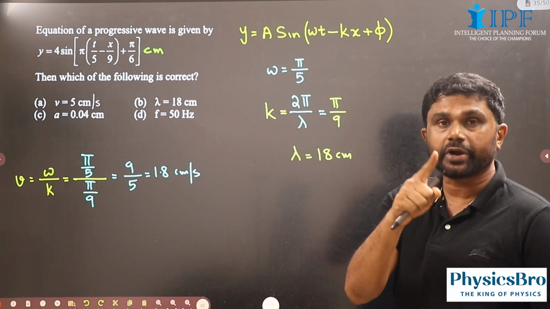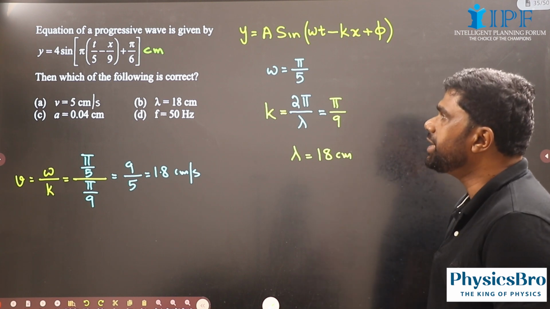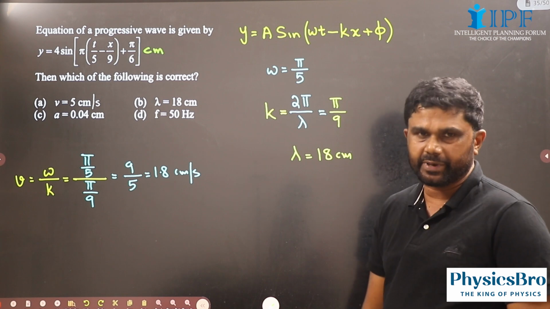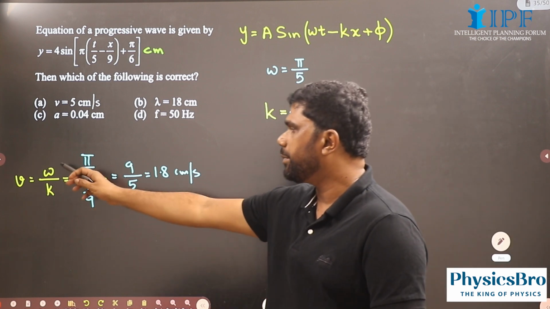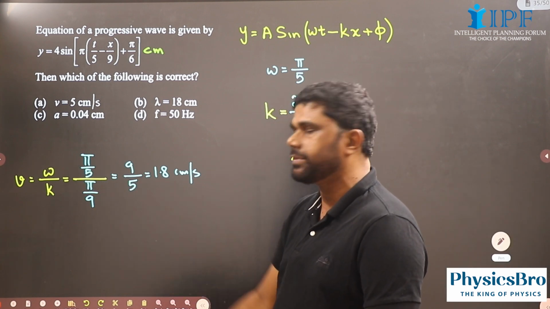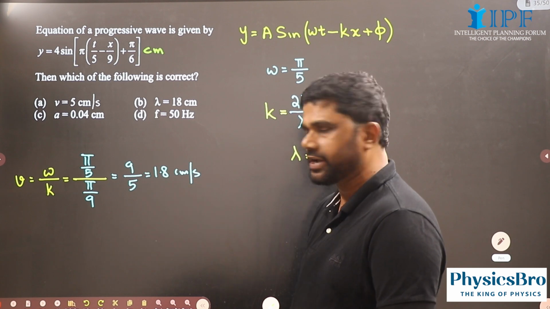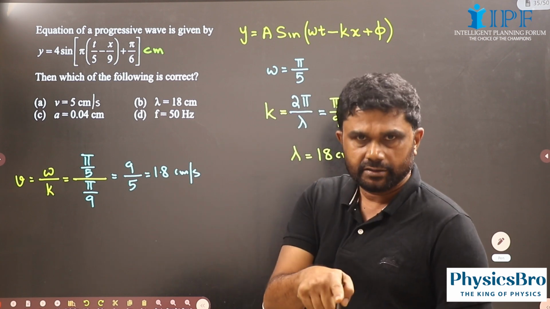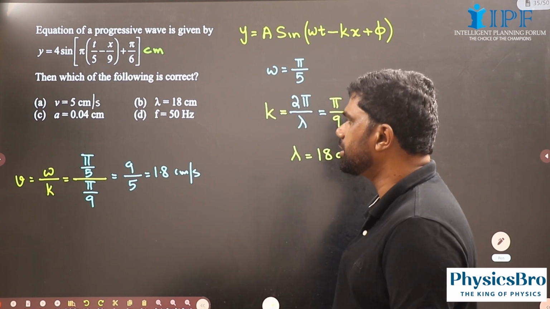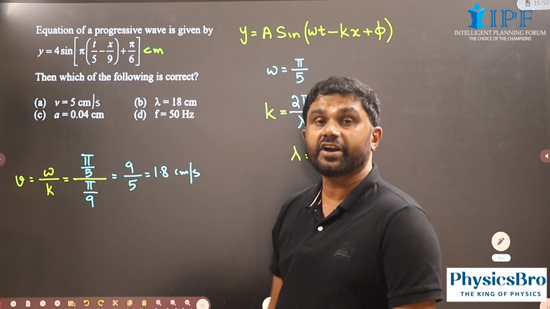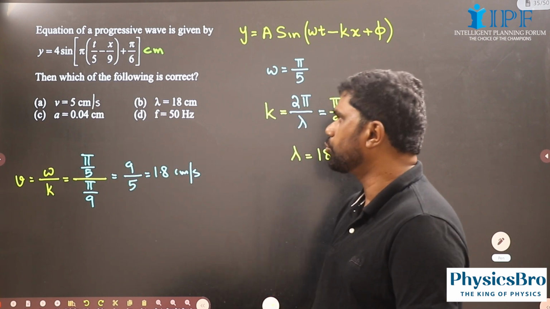What stands for kx? It is pi by 9 x, so k is pi by 9. And speed will be omega by k, that is pi by 5 by pi by 9, or it is 9 by 5, or 18 by 10. That is equal to 1.8 centimeter per second. But the speed is given as 5 centimeter per second. So that is not true.